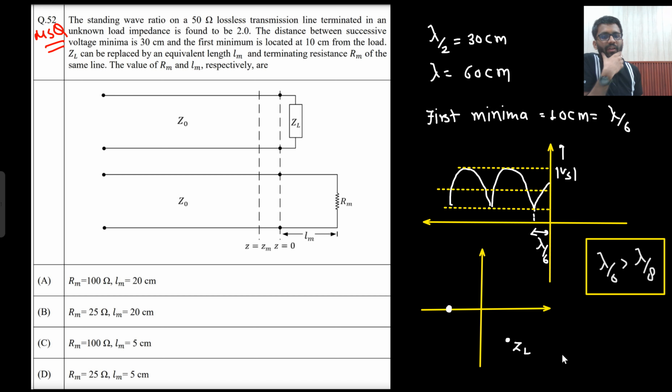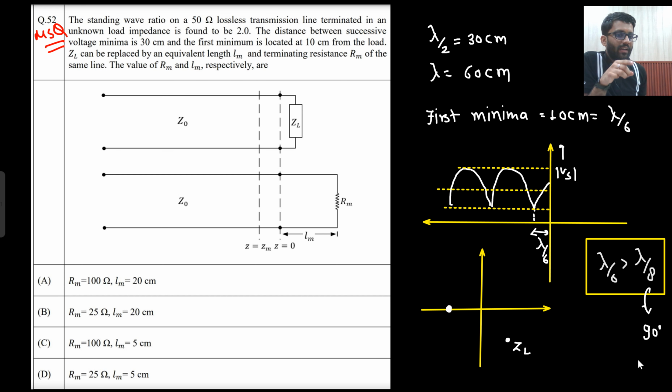Are you able to understand this point? First you are getting voltage minima, that means it is a capacitive load. Now where will it be, in the third quadrant or fourth quadrant? Since your distance is greater than lambda by 8, that means you need to cover more than 90 degree. Lambda by 8 means 90 degree, because lambda by 2 is 360 degree, so lambda by 8 is 90 degree.